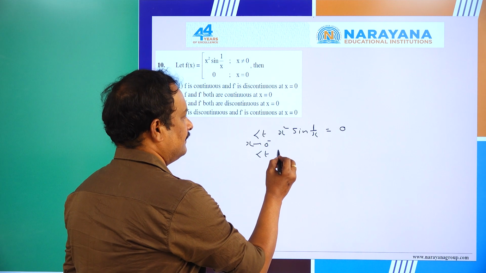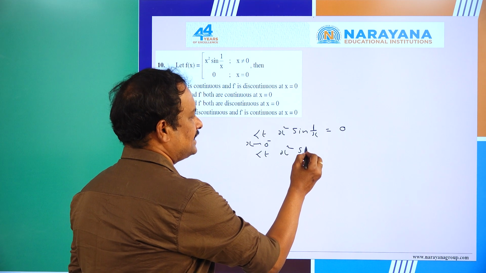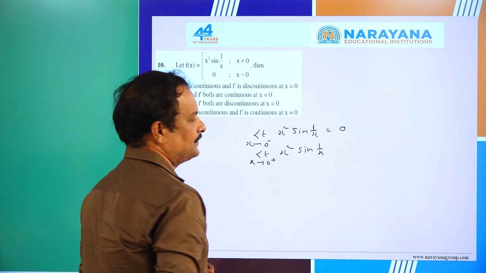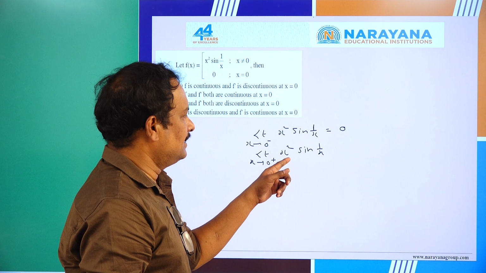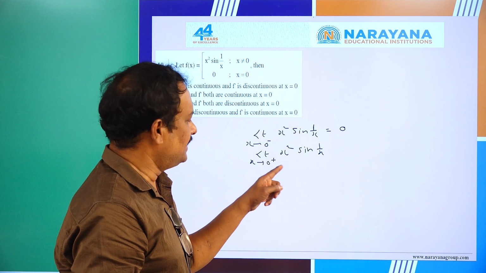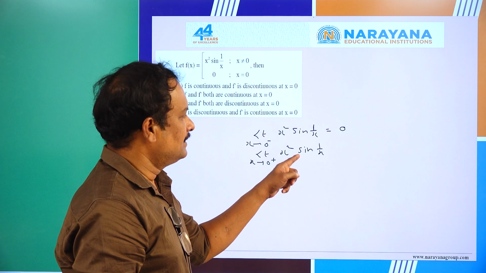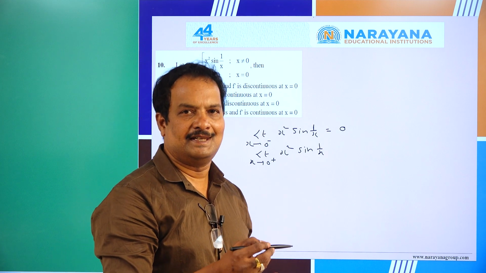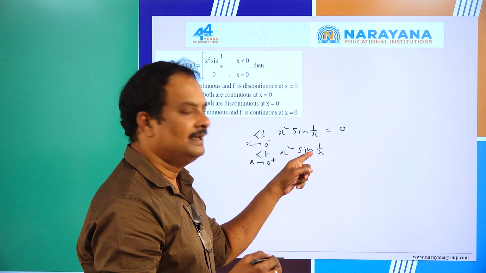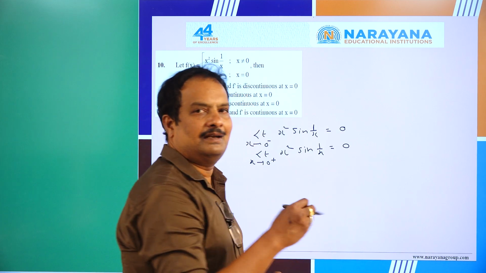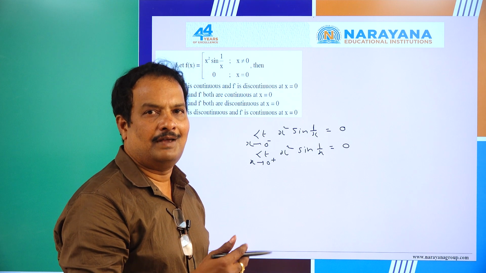Similarly, the limit of x square into sine 1 by x as x tends to 0 from the right side. Here also the same logic. When x tends to 0 from the right side, 1 by x will approach plus infinity. Sine of something tending towards infinity is just an oscillating value between minus 1 and 1, into 0 will give you 0. So left hand limit 0, right hand limit 0, value of the function is 0.